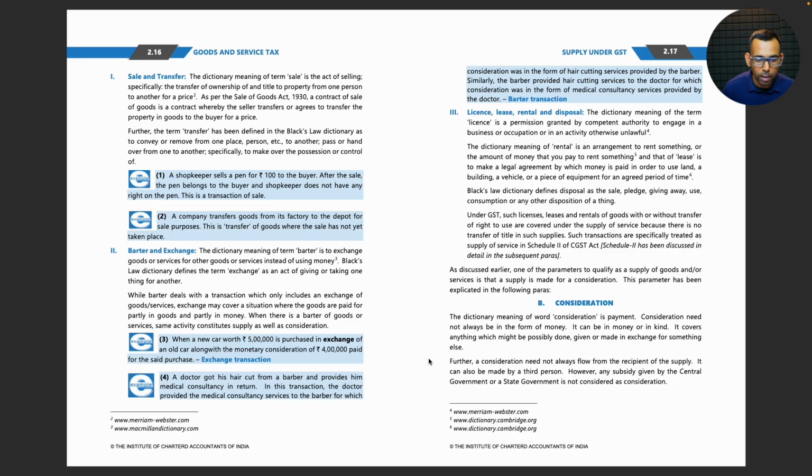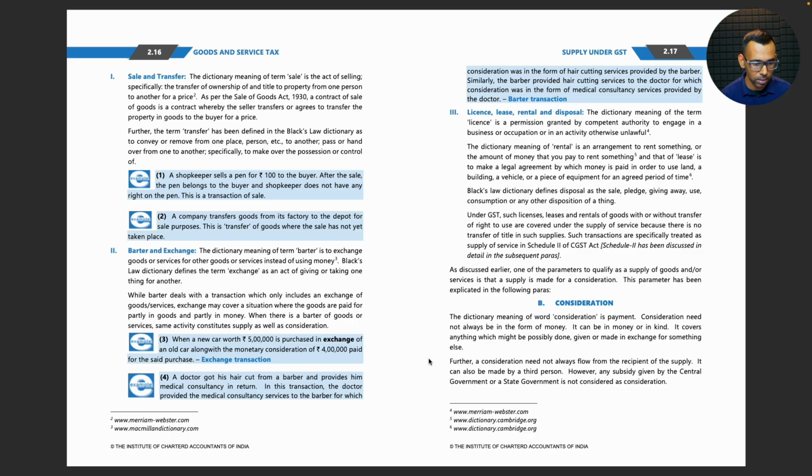Okay, topic 2, barter and exchange. The dictionary meaning of the term barter is to exchange goods or services for other goods or services instead of using money. Black's Law Dictionary defines the term exchange as an act of giving or taking one thing for another. While barter deals with a transaction which only includes an exchange of goods or services, exchange may cover a situation where the goods are paid for partly in goods and partly in money. Where there is a barter of goods or services, the same activity constitutes supply as well as consideration.